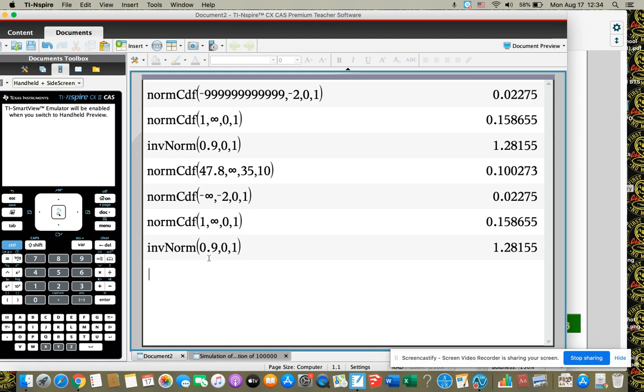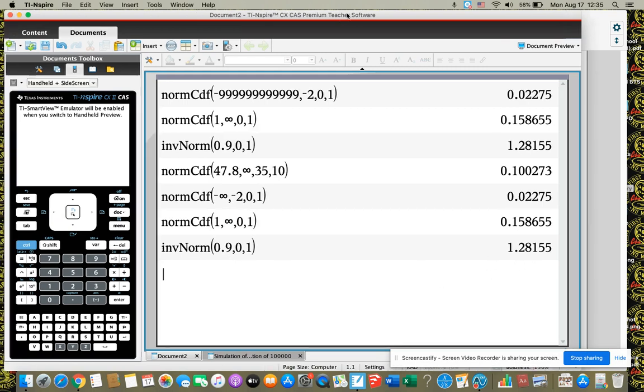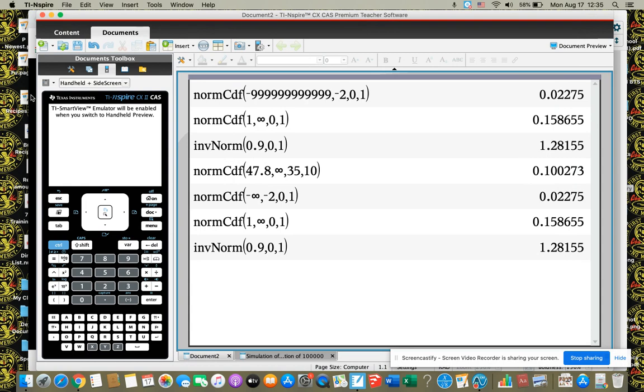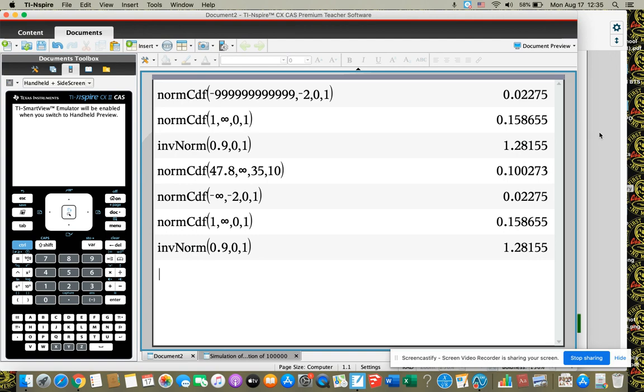Now, what did I do? I put in 0.9. Why 0.9? Well, that's because I wanted the top 10%. The calculator calculates the lower part of wherever your cutoff is automatically. So I put in 90% on the bottom half to represent 10% on the top half. It's the same thing. I still use 0 and 1, and I get my 1.28. Okay, so 1.28, that's the z-score. That's the actual z-score that I wanted. So it's telling me that 10% of my data is 1.28 standard deviations above the mean.